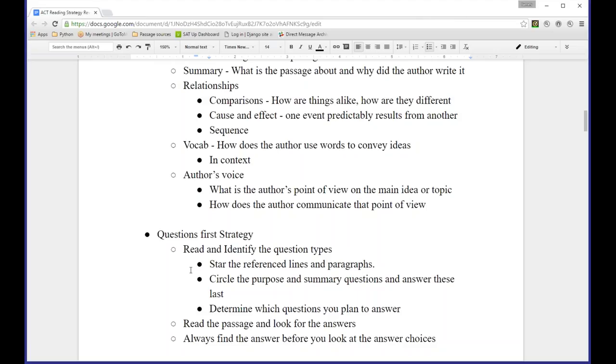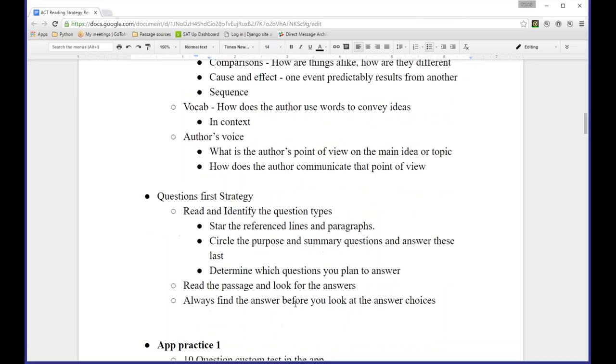You know, circle those big picture questions and do them last, purpose and summary questions. That way you will have gotten through a lot of the information in the passage and you'll be prepared to answer those and determine which questions you plan to answer. If you just decide, based on your target score, that you're not going to answer any questions that ask about the purpose of the passage, make sure that you skip those. Then you read the passage, looking for those answers, and always, always, always find the answers.